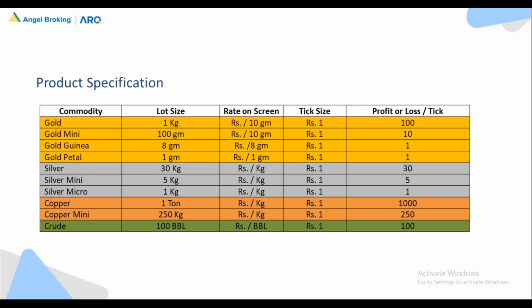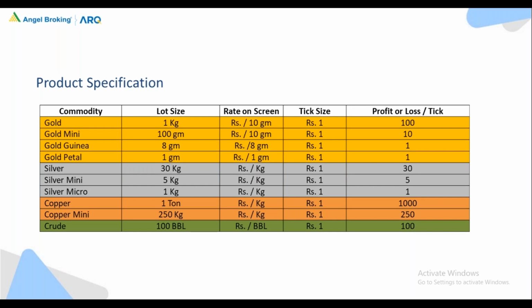Very important on this slide is product specification. This particular screen gives you a glimpse of how much profit or loss you will make if you want to trade that commodity. Just to give you a brief, the first says gold. The lot size of this commodity is 1 kg. The rate that you see on the screen is rupees per 10 grams. Tick size is the amount of price that it moves, 1 rupee plus, 1 rupee minus. Profit or loss is nothing but every rupee of increase or decrease in the commodity will give you a profit or loss of 100 rupees if you're trading in gold with 1 kg lot size.